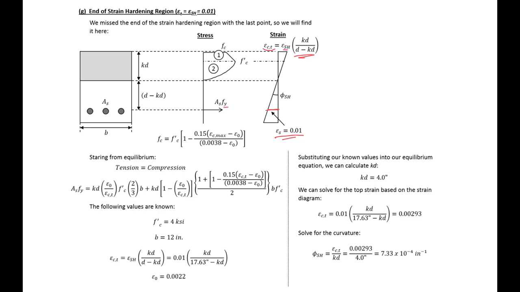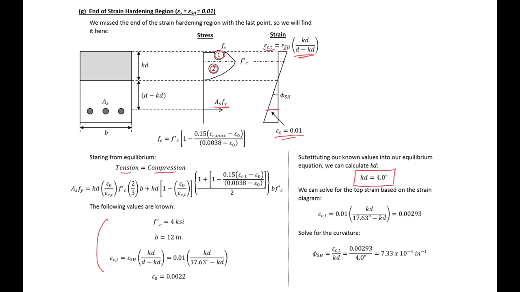Our stress in our steel is Fy because at the end of the strain hardening region, we're at the very end of the yield plateau, so we're still at the yield stress. Then we can just sub in again our tension equal to compression for our two different components for our concrete on the compression side, and then just As Fy for our tension side. Again, we know some values, so we can plug them in, and our kd is the only unknown, so we can solve for our kd.